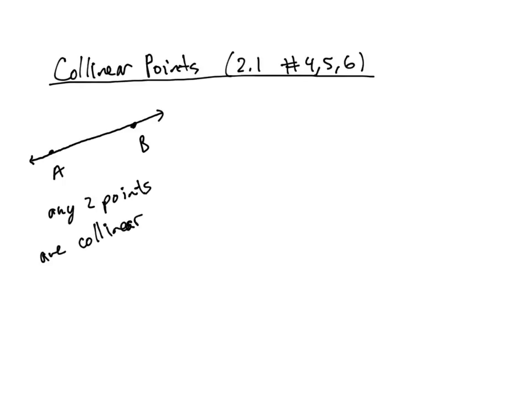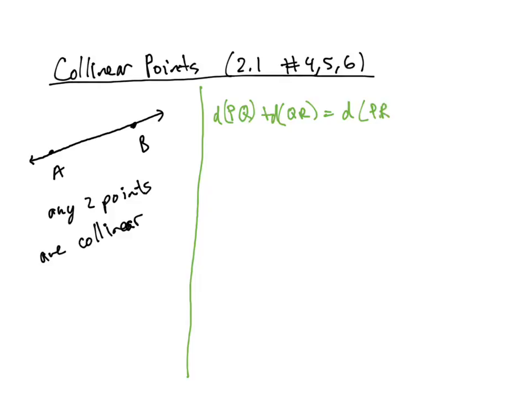So if the question were to say, are these 2 points collinear, and it gives you 2 points, yes, they will always be collinear. So you're not really going to be asked that very often. In the homework, you were given 3 points. I think they were called P, Q, and R. So P, Q, and R are going to be collinear if the distance between P and Q, if I add that to the distance between Q and R, equals the distance between P and R.